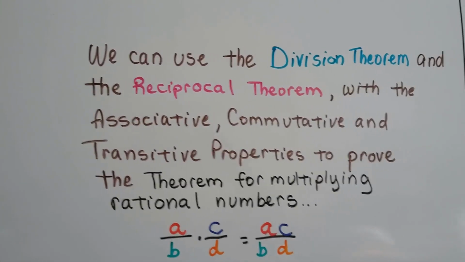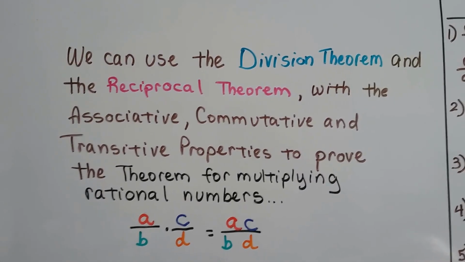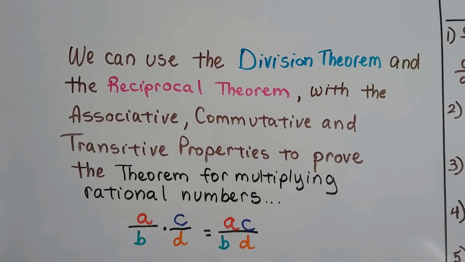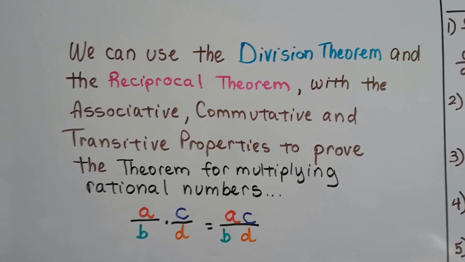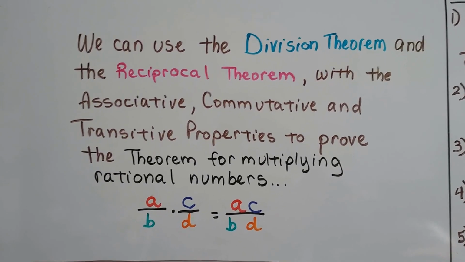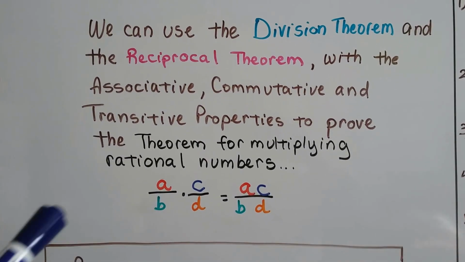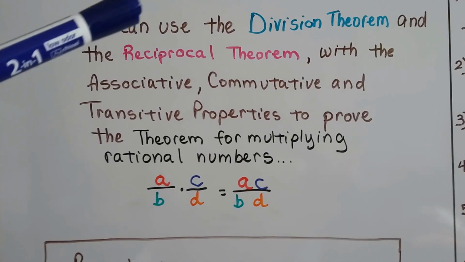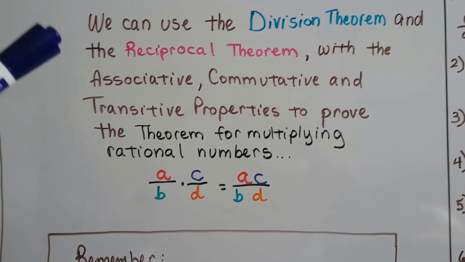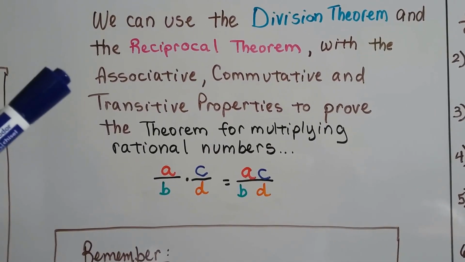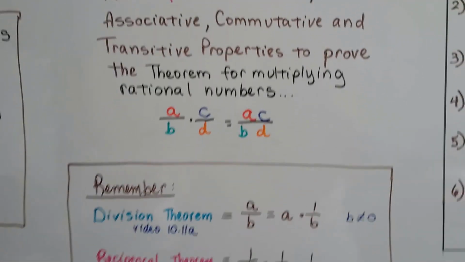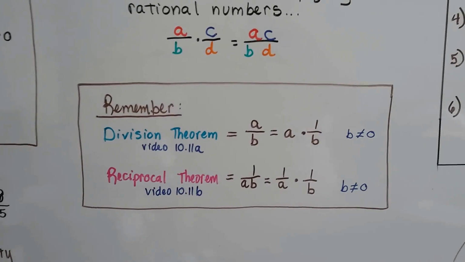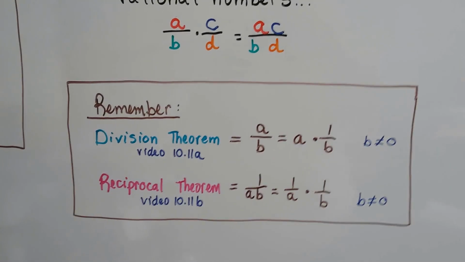We can use the division theorem and the reciprocal theorem. We talked about that in the previous two videos. We can use them with the associative and commutative properties and the transitive properties to prove the theorem for multiplying rational numbers, in a proof table. So just remember what we covered, and I'll have links to these in the description of this video.